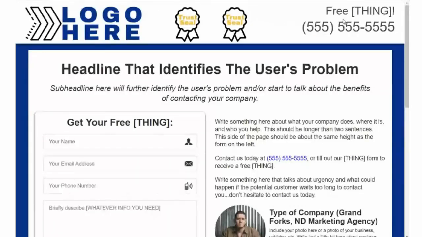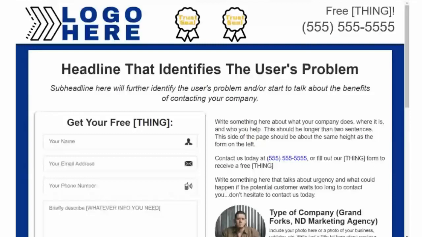Also at the top, we want to put what the person is going to get. And a lot of times it's just a free consultation or a free estimate or whatever. That's not always the strongest thing to offer, but it does work. So if you're offering a free consultation, you put that at the top. You put your phone number.